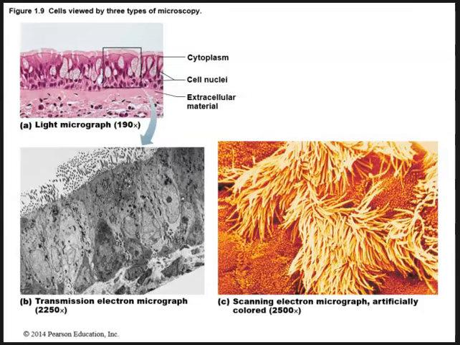So we can see 3 types of microscopy on this slide. With a light micrograph at 190x, we can see the different cells here, including this apical surface, and then the different structures within the cells, such as the nuclei. And then if we use transmission electron micrograph, we can actually see these cells at a higher magnification. And then at an even higher magnification, we can use a scanning electron micrograph.